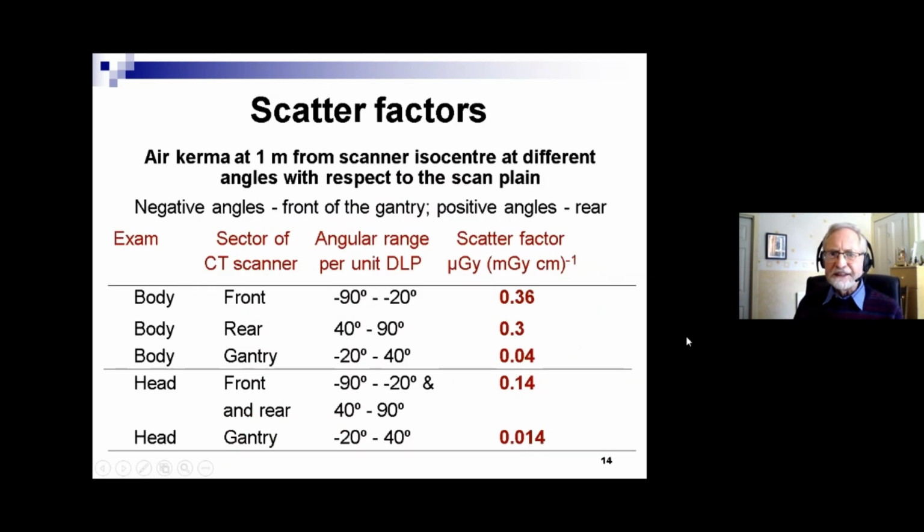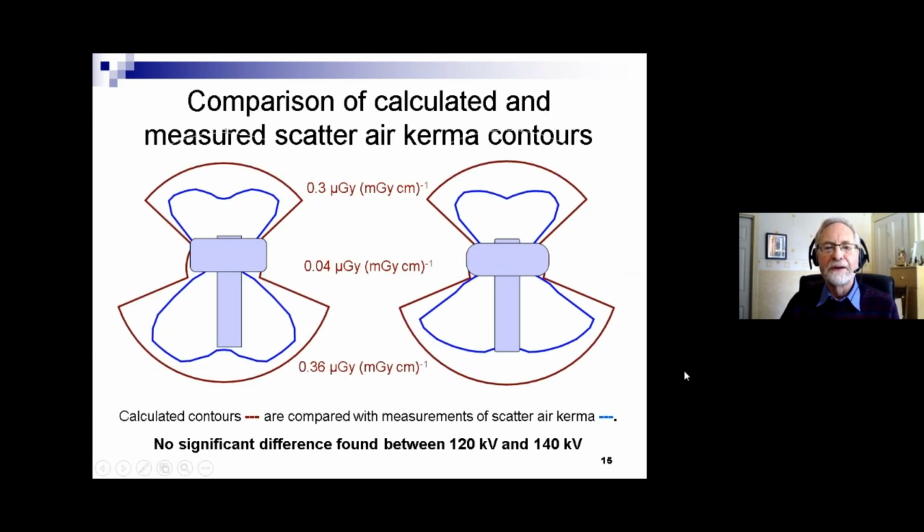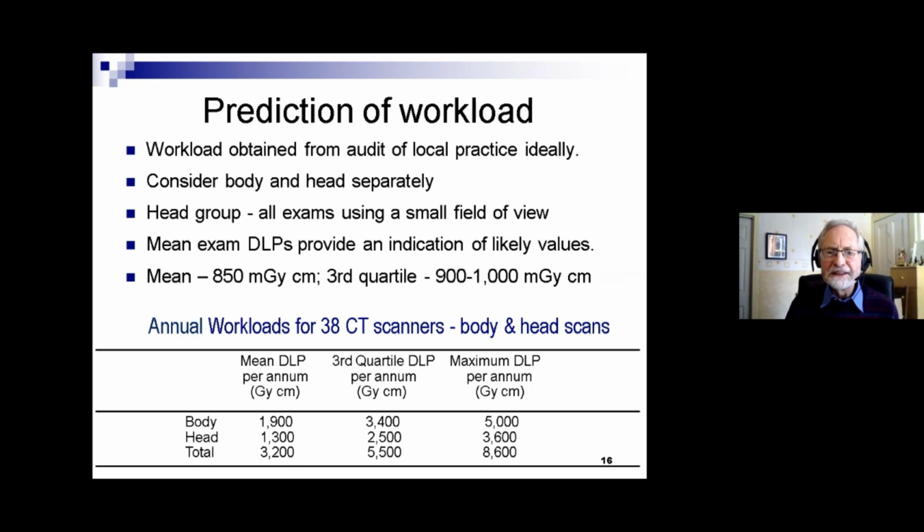So we've got these factors then, and these are the factors for the body scans, and these are the factors for the head scans. So you can see that the head ones are just a bit less than half of those for the body. But again, the protection behind the gantry is by a factor of 10. And these are the angles over which we would apply those to produce this sort of hourglass scatter arrangement. And so that shows a couple more comparisons for different scanners. But what we want is the amount of scatter that we're going to get over a year.